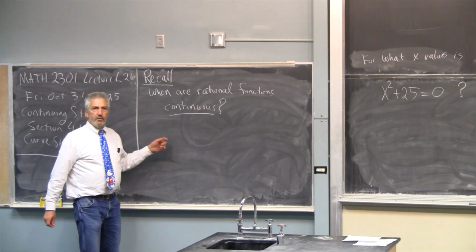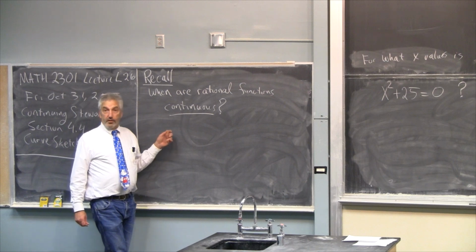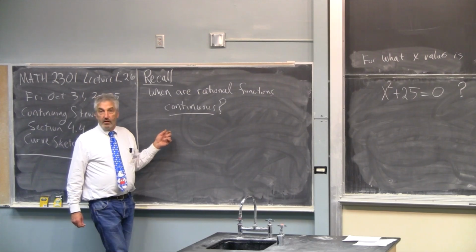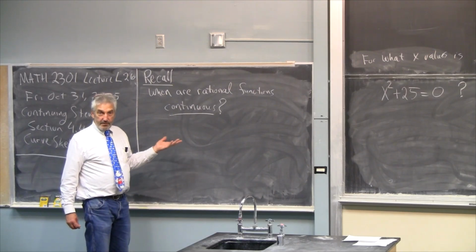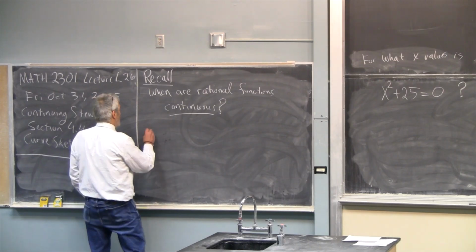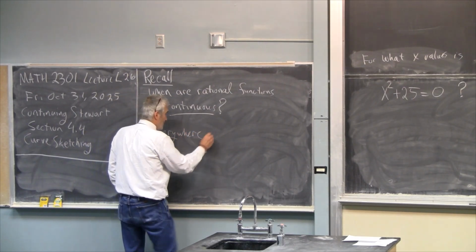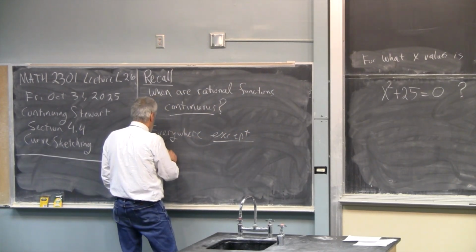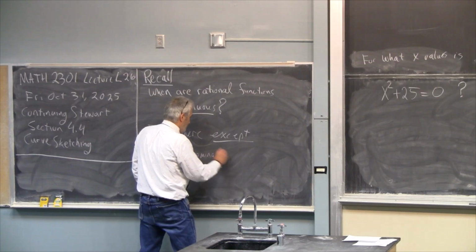First of all, a rational function, remember, is a ratio of polynomials. When are those things continuous? Or when are they discontinuous? Marceline? They're continuous when the denominator does not equal 0? Yeah, so they're continuous everywhere the denominator is not 0. So the only bad x values are the ones that cause the denominator to be 0. So everywhere except when the denominator equals 0.